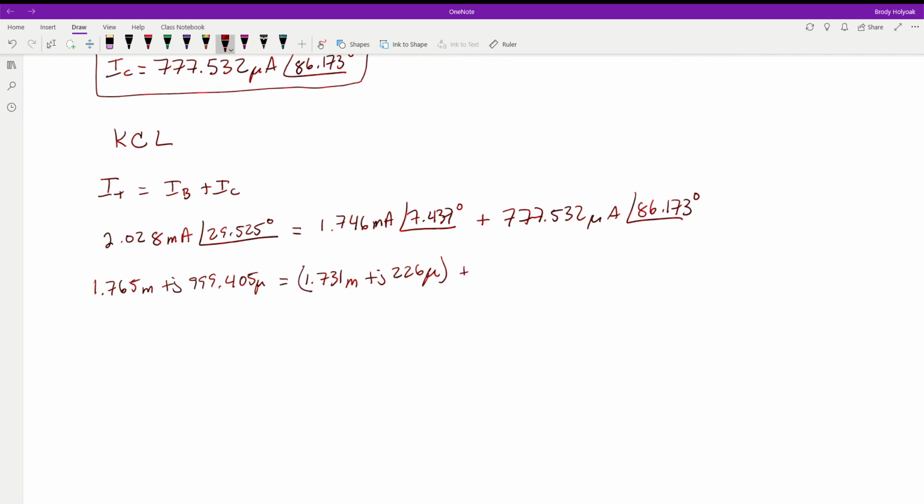That's added to 51.896 micro plus j of 775.798 micro. So again, we're going to add like terms together, and we end up with 1.765 milliamps plus j of 999.405 micro.